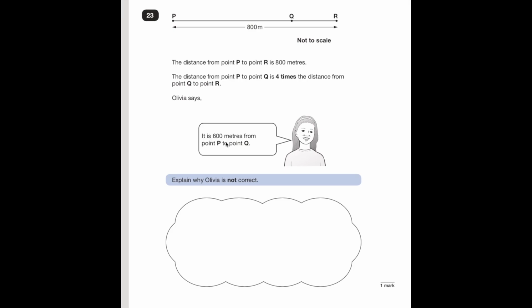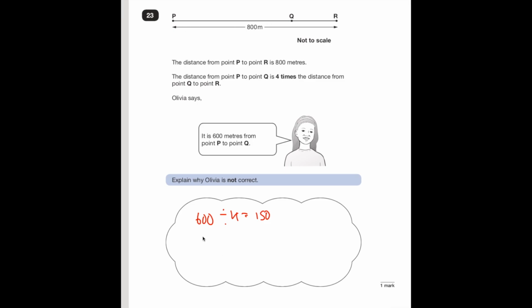What you need to do is take the information you've been given. Olivia says it's 600 meters from point P to Q, but we've been told that from point P to Q, it's 4 times the distance of Q to R. So if we divide 600 by 4, that should give us our distance from Q to R. So 600 divided by 4 equals 150. That would mean, if Olivia was correct, the distance from Q to R is 150 meters, and that just can't be right, because if this is 600 meters and this is 150 meters, then the whole length would be 750 meters. But we've been told it's 800 meters.